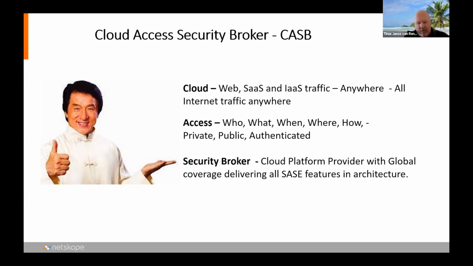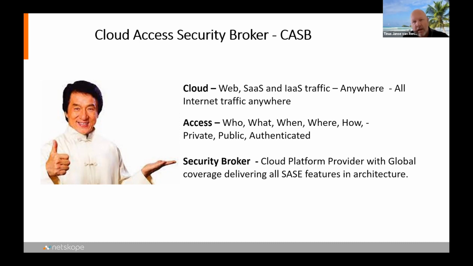Okay, so that is not CPE, so it's not customer premise equipment, it's not DC, which is data center, or private DC, or my private infrastructure. When you talk cloud, it is outside of our traditional perimeter. So cloud, for the purposes of a Netskope perspective, is web, SaaS, IaaS, anywhere, internet traffic from a visibility perspective. The second component is access.